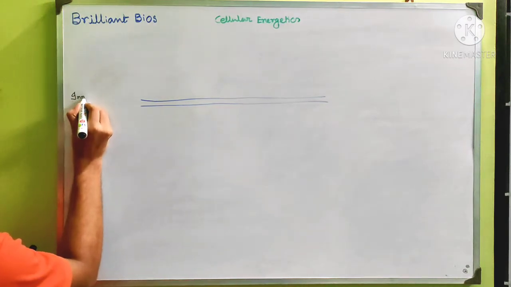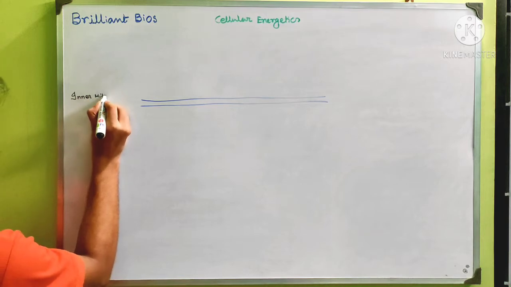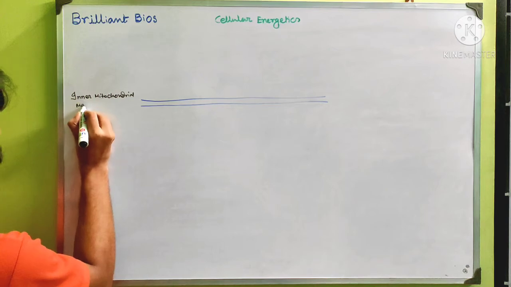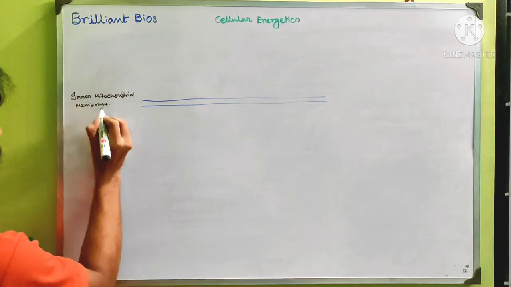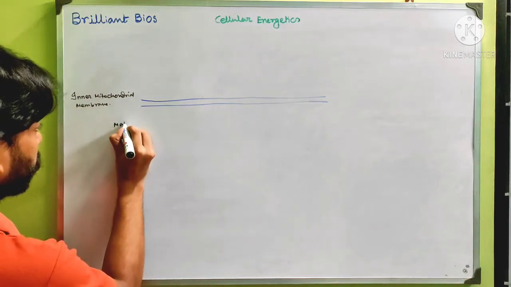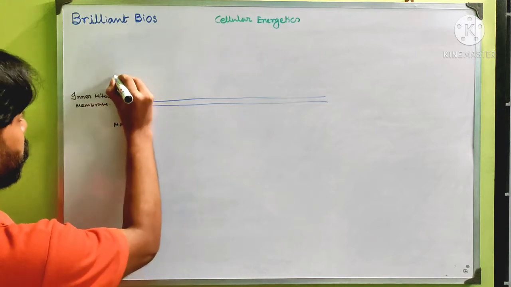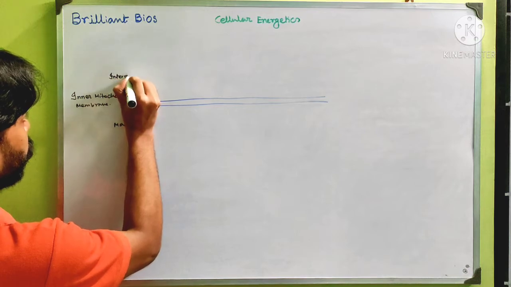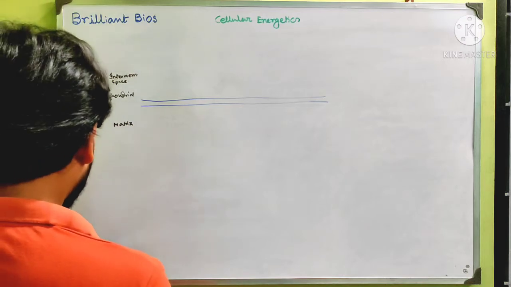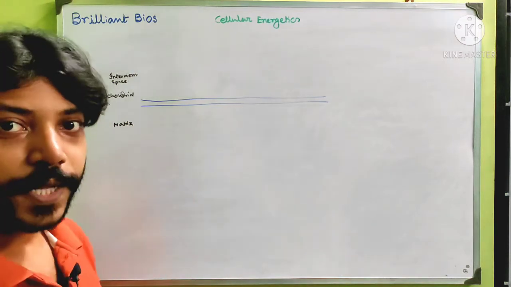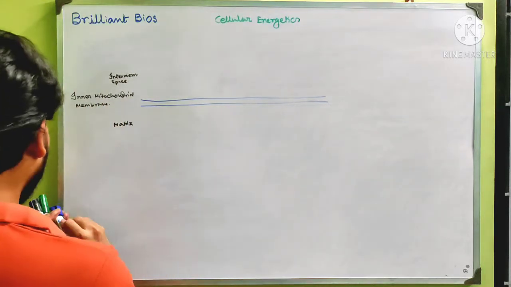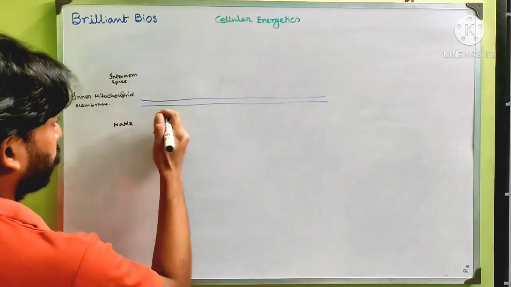So this is the inner mitochondrial membrane, and let's suppose this side is the matrix side and this is the intermembrane space. Okay, the shape of complex 1 is like the alphabet L. So let me draw the structure of complex 1.